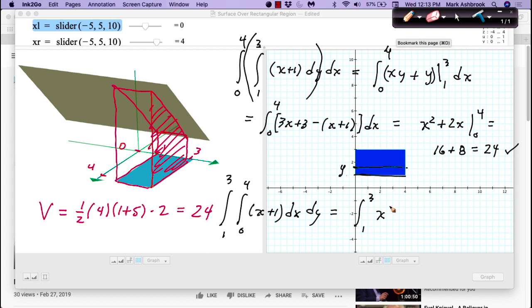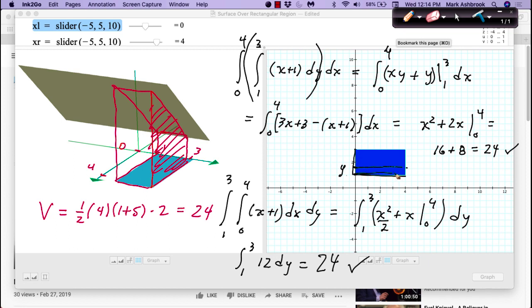X squared plus x, and that from 0 to 4. It should be x squared. Thank you. And then plug in 4, we get 16 over 2, is it 8 plus 4? Is that right? So I think we get 12. Is that right? 24. Okay, so that was the long answer.